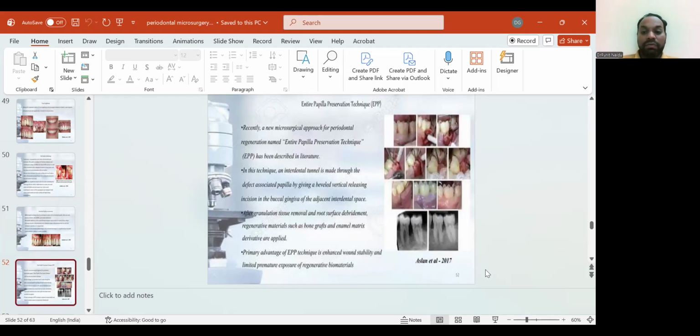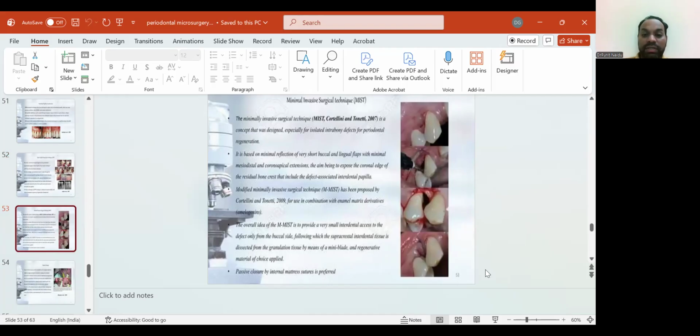Microsurgery and entire papilla preservation technique. This is a recently introduced microsurgical approach for periodontal regeneration. In this technique, an entire interdental tunnel is made through the defect-associated papilla by giving a beveled vertical releasing incision in the buccal gingiva of the adjacent interdental space. After granulation tissue removal and root surface debridement, regenerative materials such as bone grafts and enamel matrix derivative are applied. The primary advantage of the entire papilla preservation technique is enhanced wound stability and limited premature exposure of regenerative biomaterials.